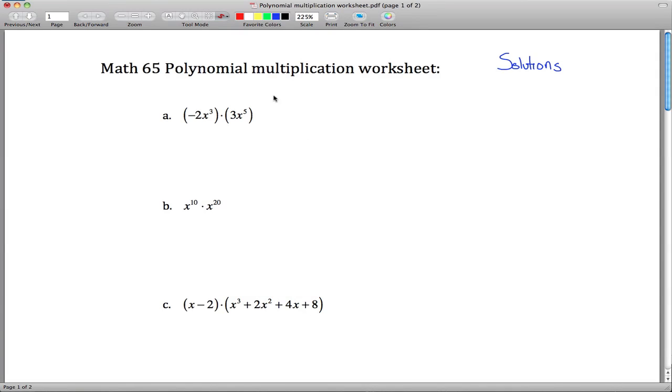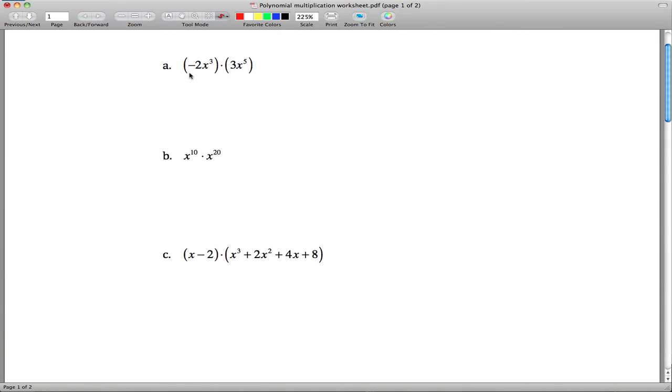Here are solutions to the polynomial multiplication worksheet. The first one here, we have two monomials that we're multiplying together. Let's see, what are we doing here?